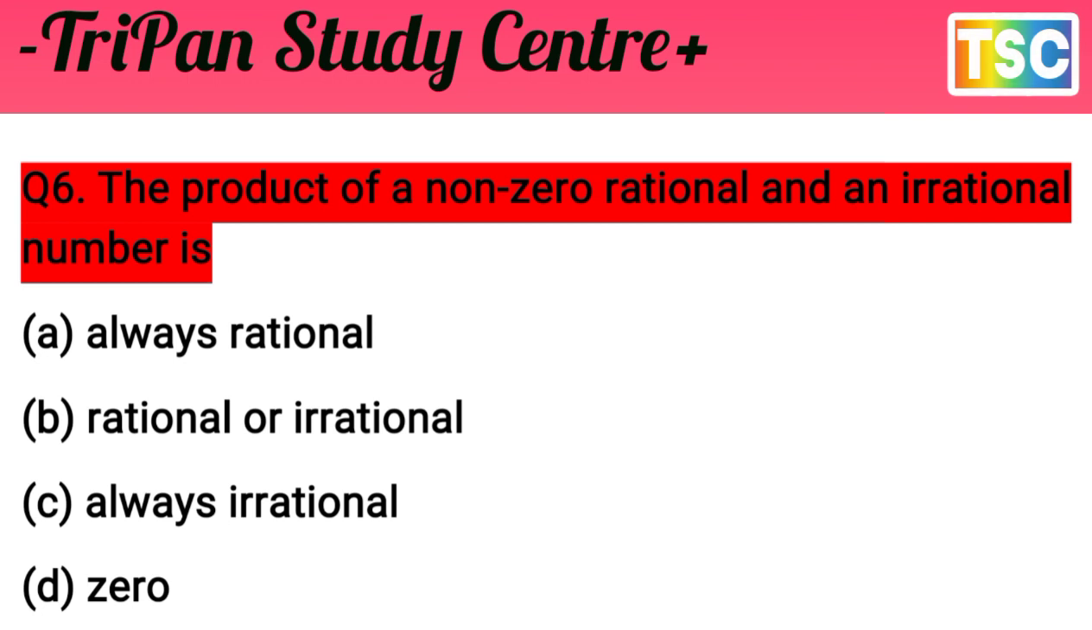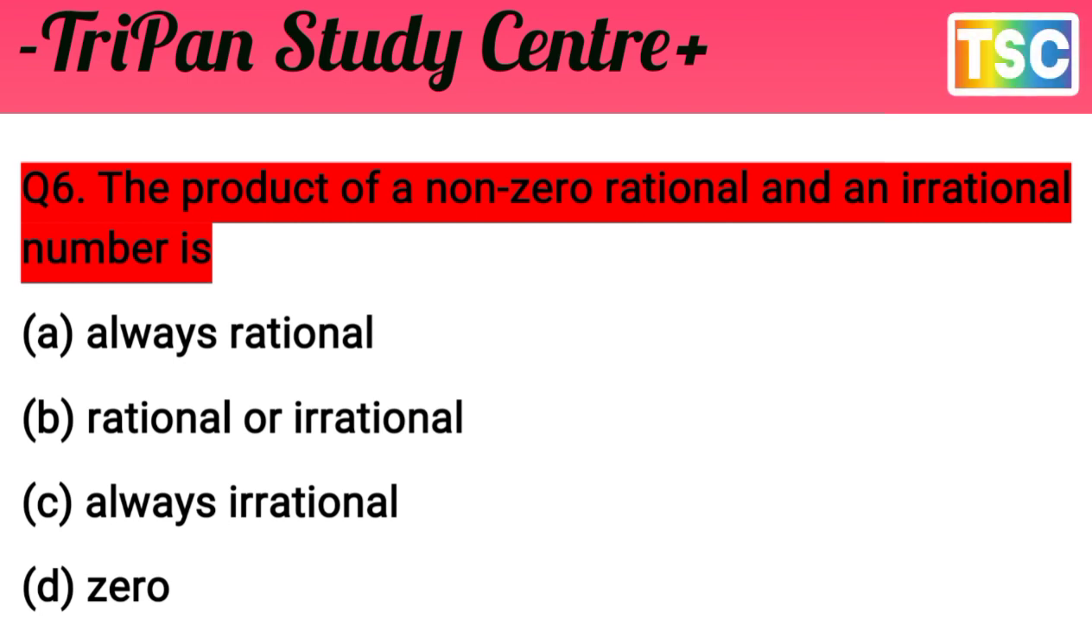You thought always rational number? That is a wrong answer. Rational or irrational number, you thought? That's also wrong. The answer is C, correct here: always an irrational number. The product of a non-zero rational and irrational number is always irrational.